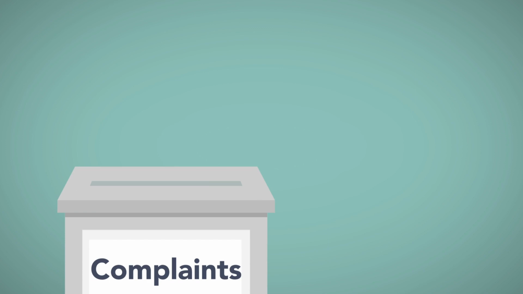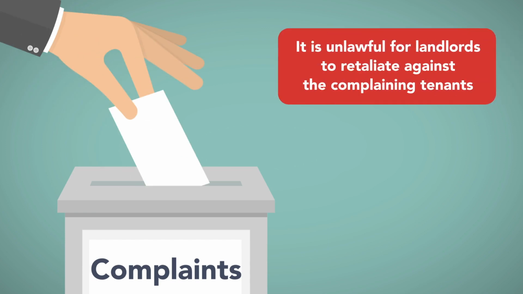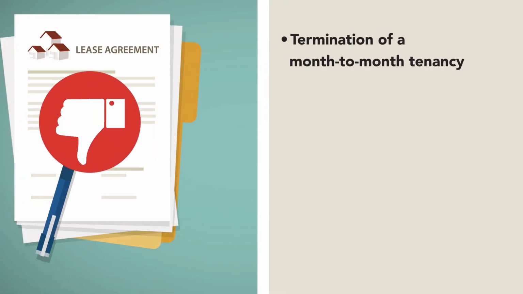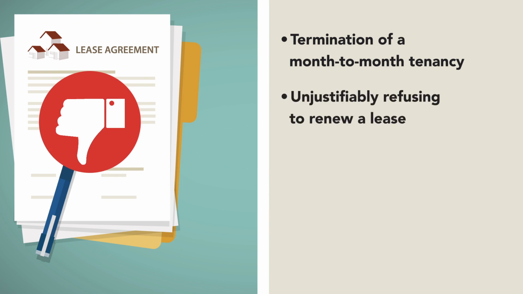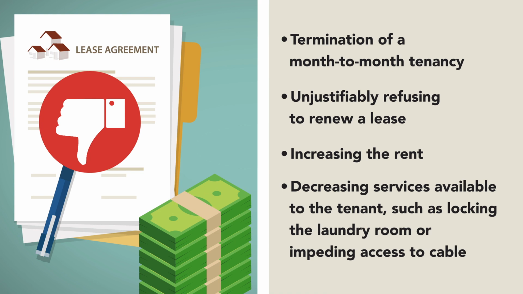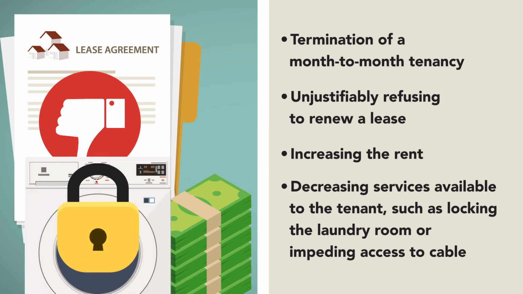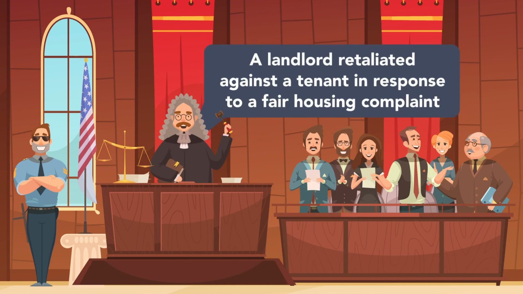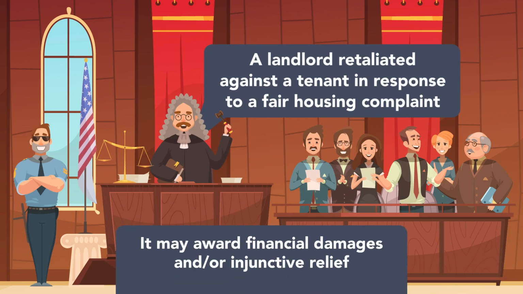When faced with fair housing complaints, it is unlawful for landlords to retaliate against the complaining tenants. Some common acts of retaliation that may be taken by landlords include termination of a month-to-month tenancy, unjustifiably refusing to renew a lease, increasing the rent, or decreasing services available to the tenant, such as locking the laundry room or impeding access to cable. If the court finds that a landlord retaliated against the tenant in response to a fair housing complaint, it may award financial damages and/or injunctive relief.